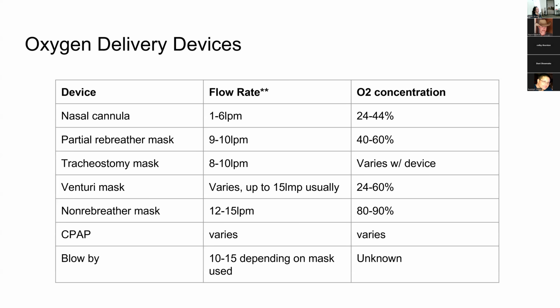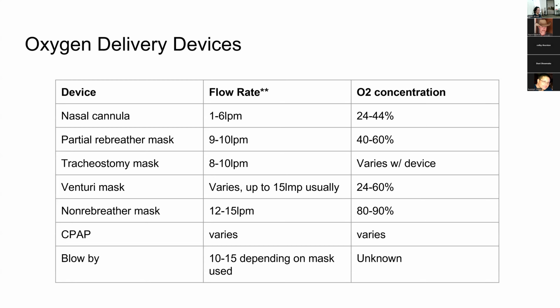Tracheostomy mask goes over a trach. Typically those patients, especially if it's long-term, is probably what you're going to see around this community. They'll probably have it set up how they need to. But it's the same shape as the simple mask and it goes right over the trach.